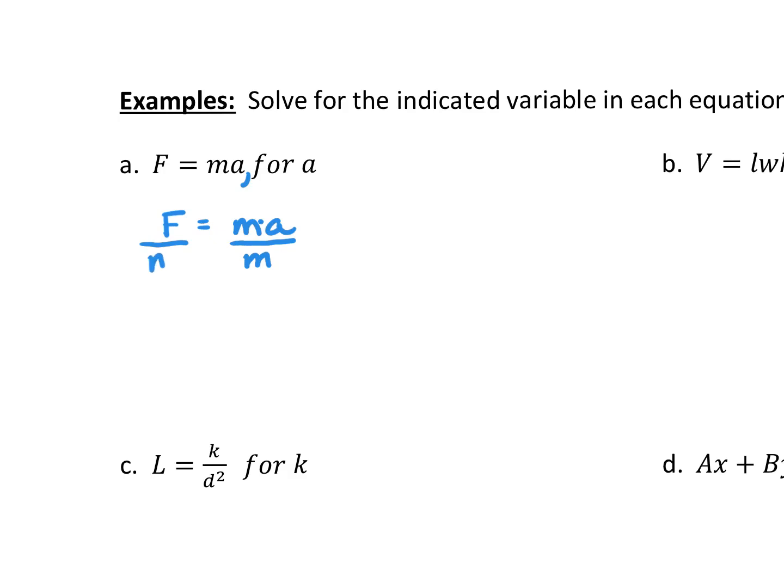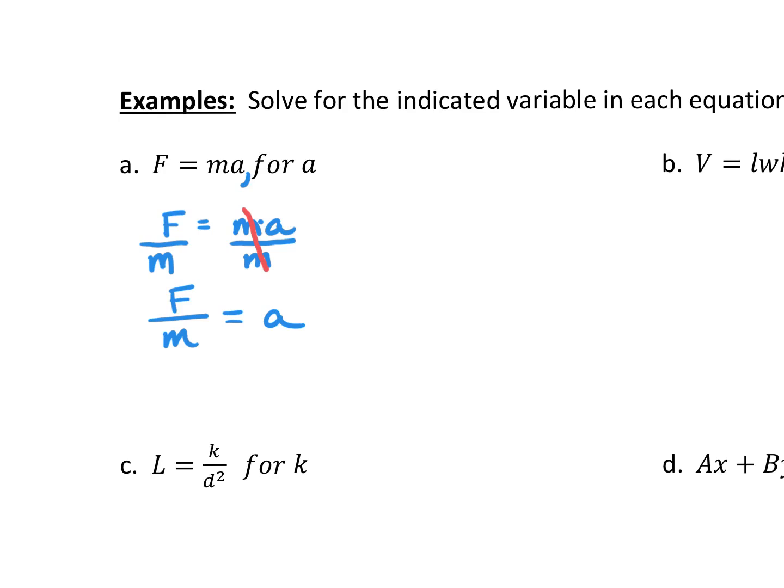And again, whatever we do to the right side, we do to the left. So on the right side, my M's cancel. And on the left, we have capital F over little m, and this is equal to A. And that's it. As soon as A is by itself, you are done. And on most of these problems, just so you know, you're not going to be able to make computation errors because we can't do any actual computations, as there will be very few, if any, numbers running around.